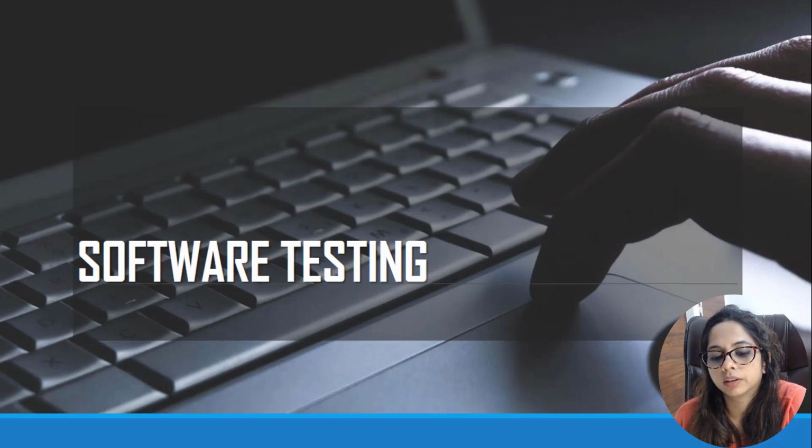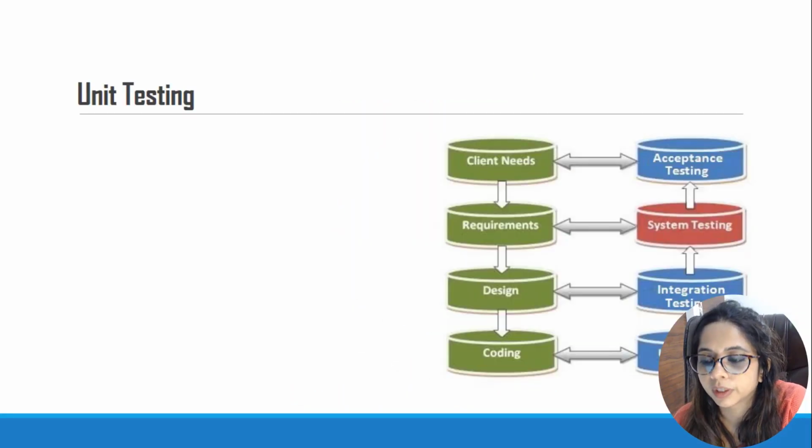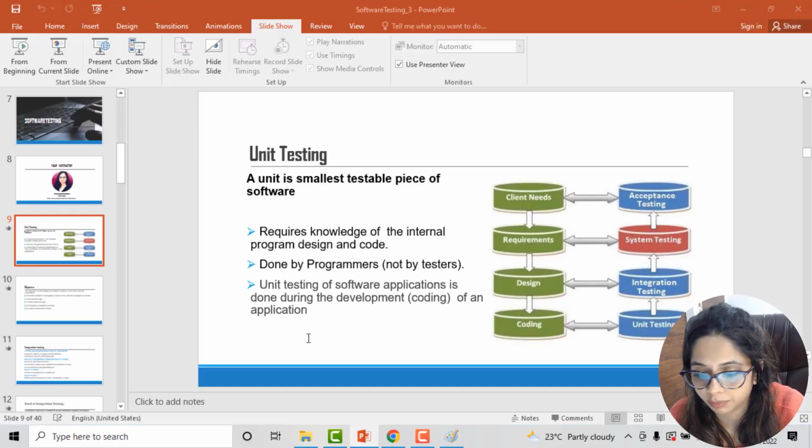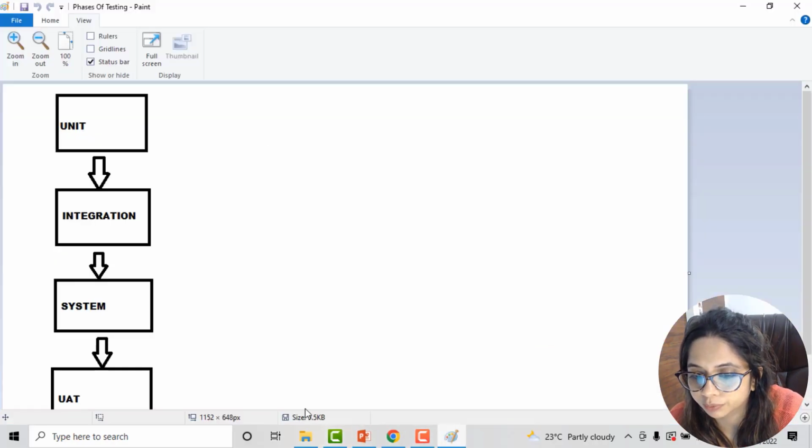So there are 4 major phases of testing. We'll learn about them today. So let's proceed with the class going on. So first phase of testing is unit testing. Now, before I explain anything about any of the phases, let me show you a quick diagram which will make it very clear. So here we go.